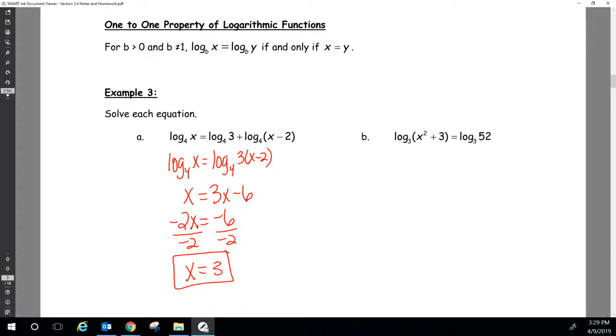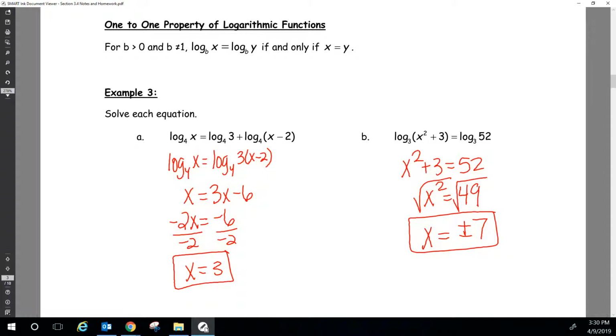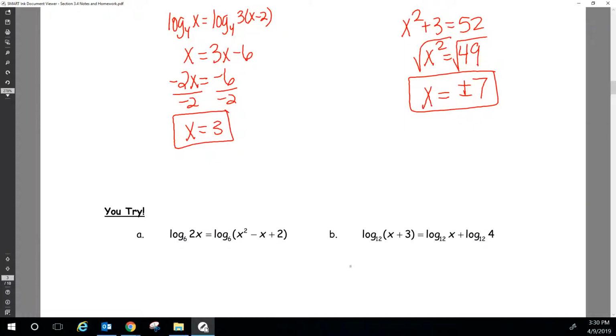All right, for b, it's already set up to where I've got log base 3 is equal to log base 3, so this is just x squared plus 3 is equal to 52. I've got a quadratic but no middle term, so I'm going to solve this by taking the square root. Subtracting 3 from both sides, 52 minus 3 would be 49. Taking the square root, it is an even root, so that is going to be not 7, but plus or minus 7. And they both work in this case. All right, you try.